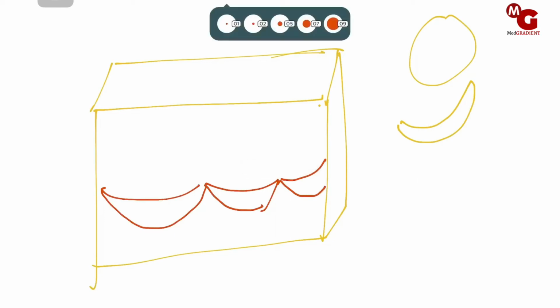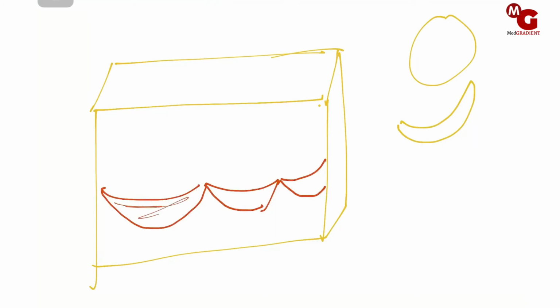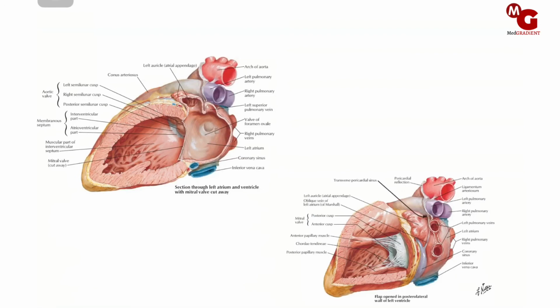Right, so they have a structure like this. So this is the concept behind the semilunar valves. They are 3 in number.